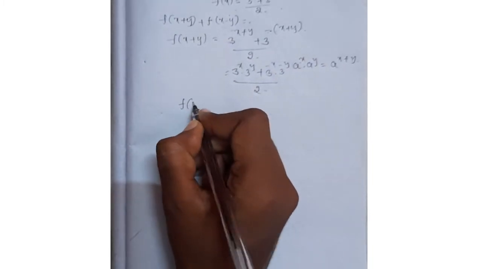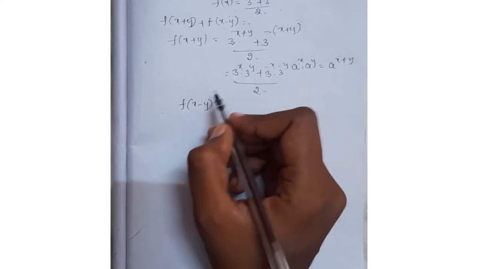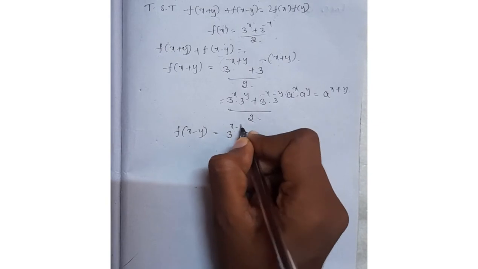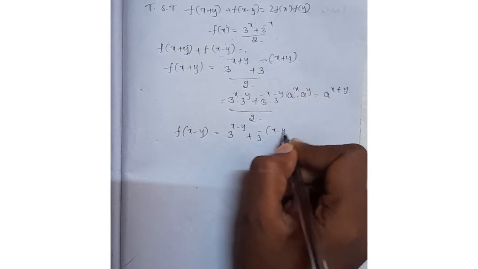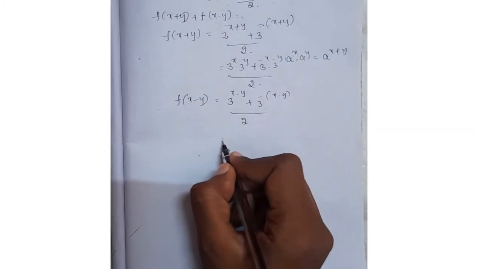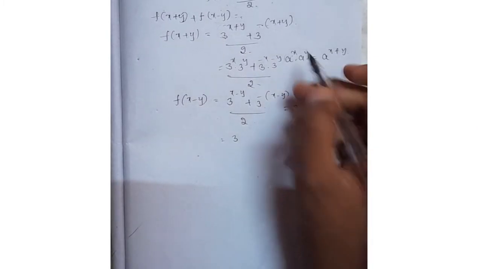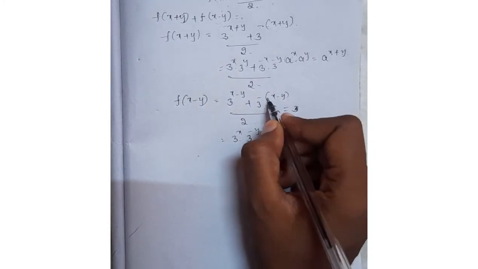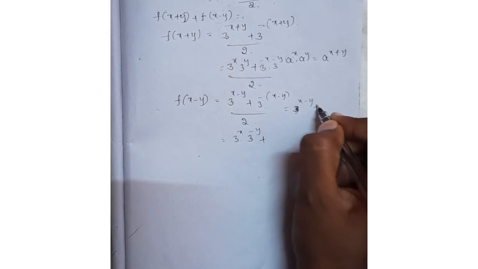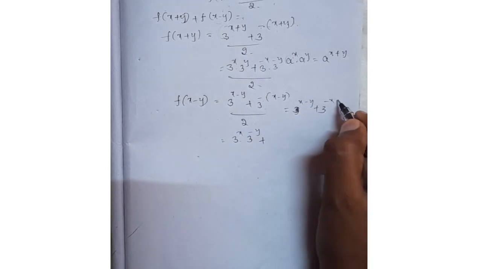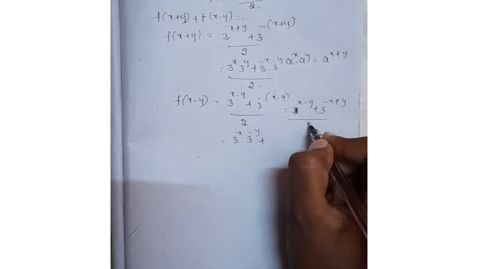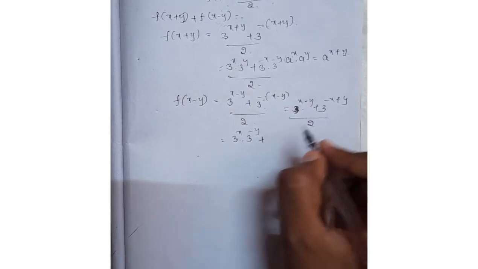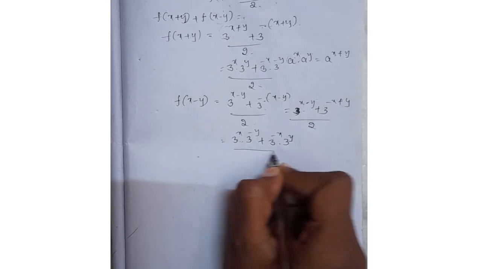Now, f of x minus y equals, in the place of x we are going to substitute x minus y, right? So 3 power x minus y plus 3 power minus of x minus y by 2 equals, with the same property, first a power x into a power y. So 3 power x into 3 power minus y plus, multiplying minus, 3 power minus x, minus into minus plus y, by 2. Now 3 power x into 3 power minus y plus 3 power minus x into 3 power y by 2.